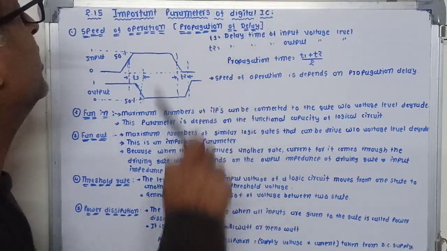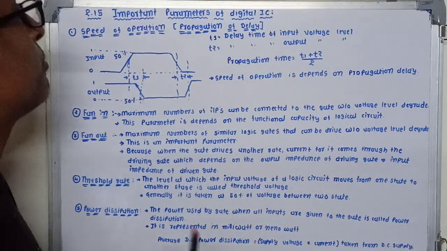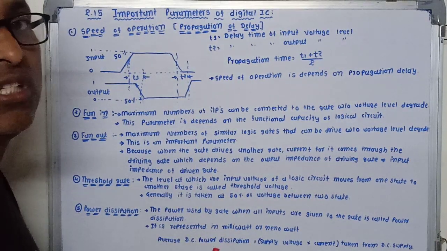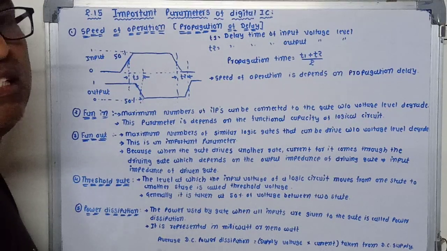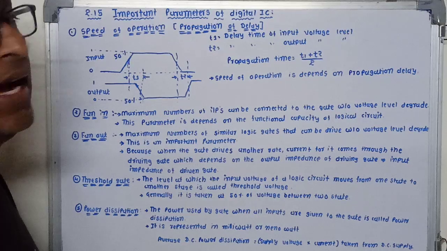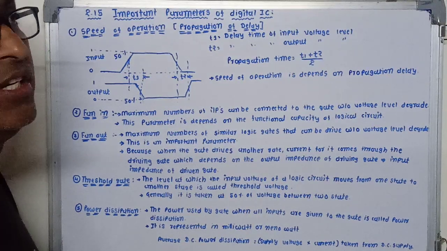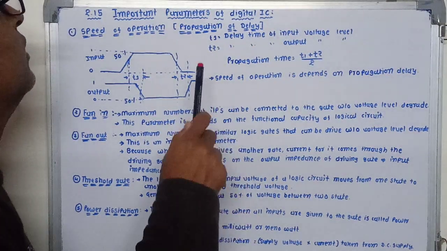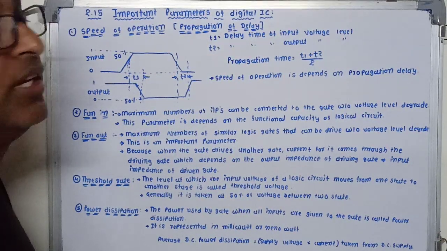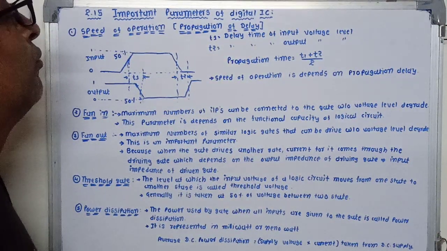Important parameters of digital IC. First, speed of operation or propagation delay. The output signal is not received as soon as the input signal is applied to the IC. The time between these two is called the propagation delay. Propagation delay is defined as follows.